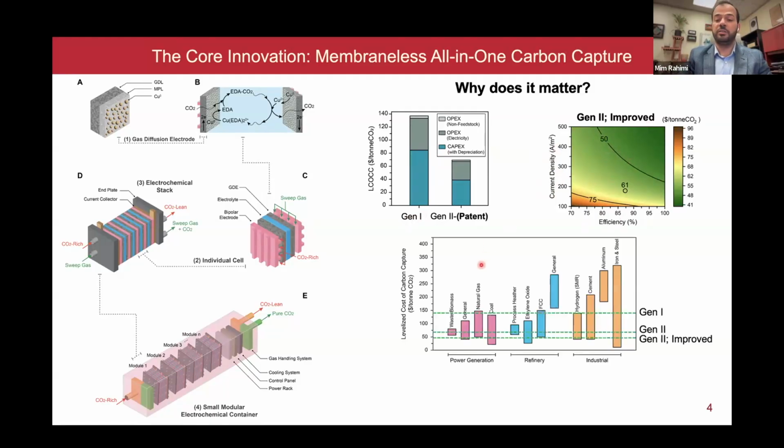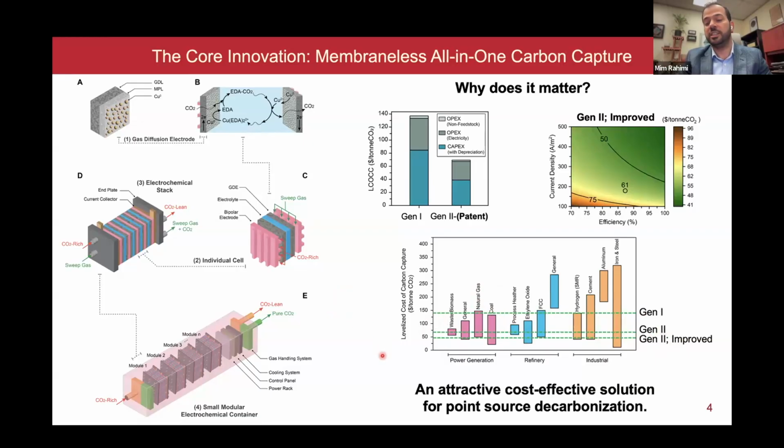And to put this into perspective, the graph is showing some of the conventional processes that are out there, implemented at different point source sectors, for example, a natural gas or coal power plant. And then we were able to compare the cost here. And as you see, especially Gen 2 is very competitive to what we already have in terms of conventional point source carbon capture. So overall, why does it matter? We think that this is a very cost-effective solution for point source decarbonization. We're still working on DAC, whether this is also cost-effective for DAC, but that's a different question.